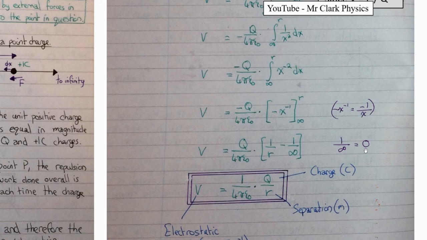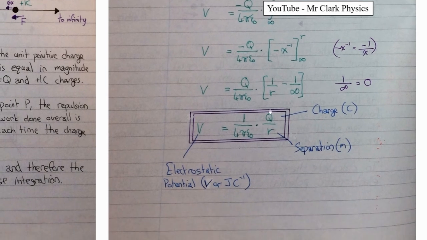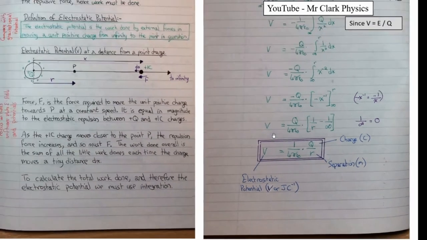It's not going to affect the result. So this take away 0 term just disappears. And then we combine this R back in with the Q in this format, and that gives us this value. This is saying the electrostatic potential, measured in volts, which is the same as joules per coulomb, is equal to the same constant as before, and now it depends upon the charge and the distance. Notice this distance, this separation, is not squared. The previous equations had R squared. This makes it slightly different.